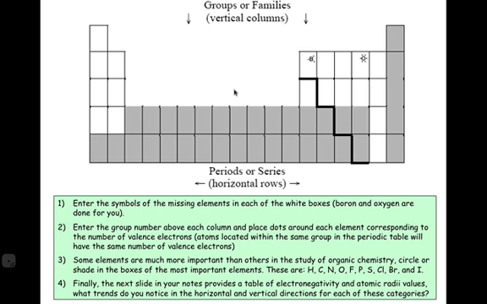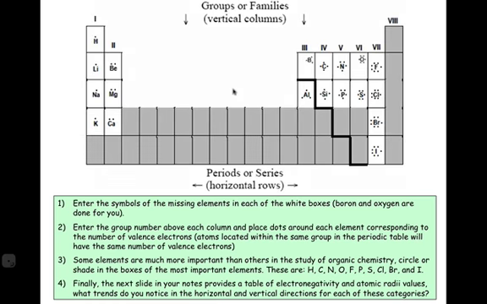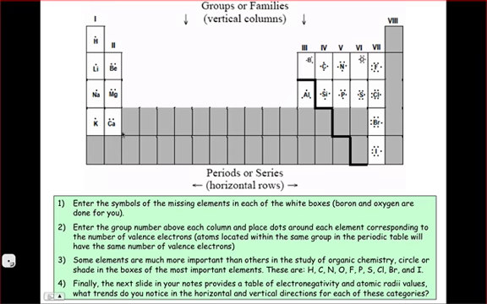So now that you've had a chance to complete this table, I'm going to go ahead and reveal the answers. So you notice the group numbers aren't too hard. It goes 1, 2, 3, 4, 5, 6, 7 from the left to the right. We could see all the missing elements. All the elements in group 1 have 1 valence electron. All the elements in group 2 have 2 valence electrons, and so on.